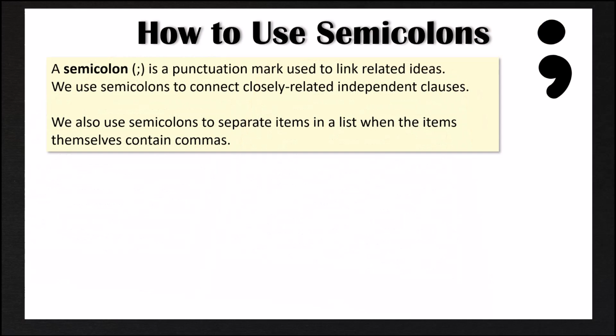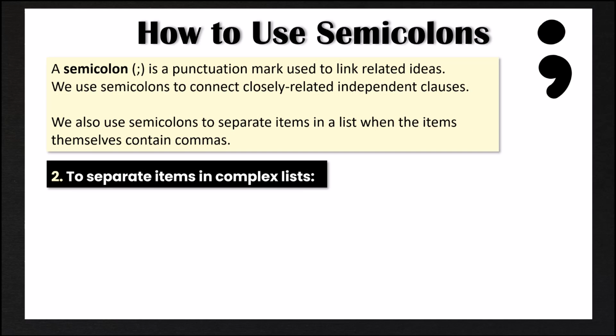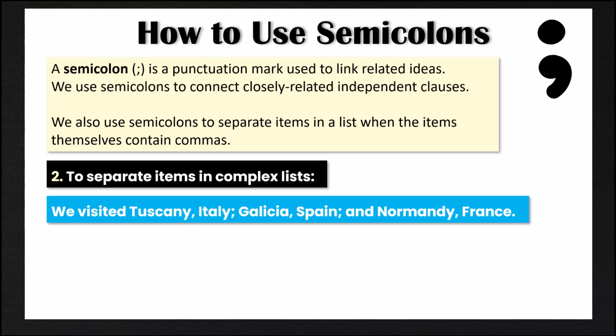So we also use semicolons to separate items in complex lists. For example, we visited Tuscany, Italy; Galicia, Spain; and Normandy, France. Here, we have commas in this list. Tuscany, Italy is one place. Galicia, Spain is one place, and Normandy, France. If we don't use semicolons here, and we only use commas, it looks like we're talking about 6 different places.